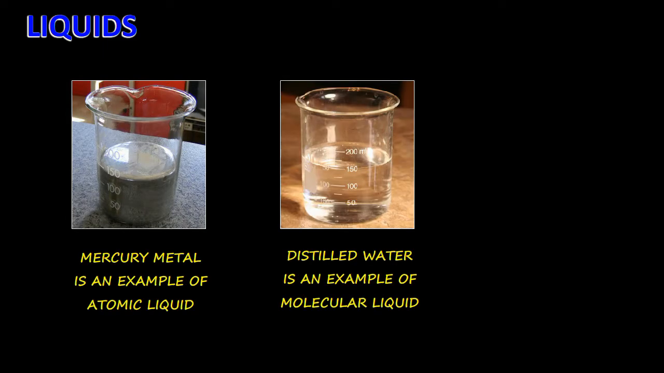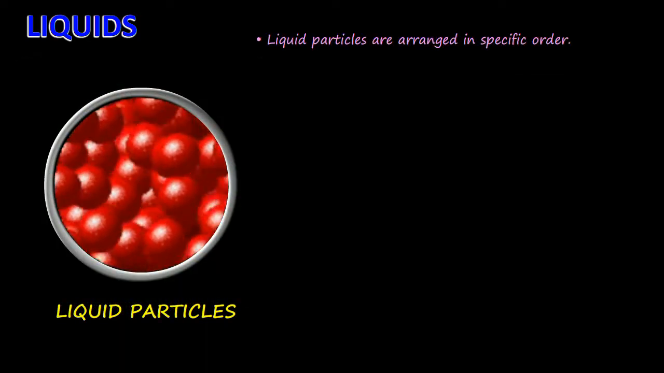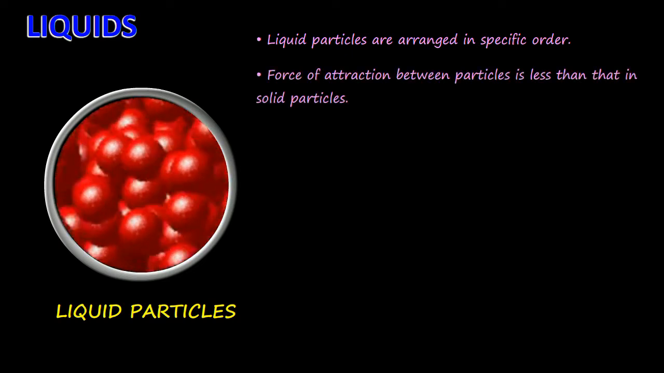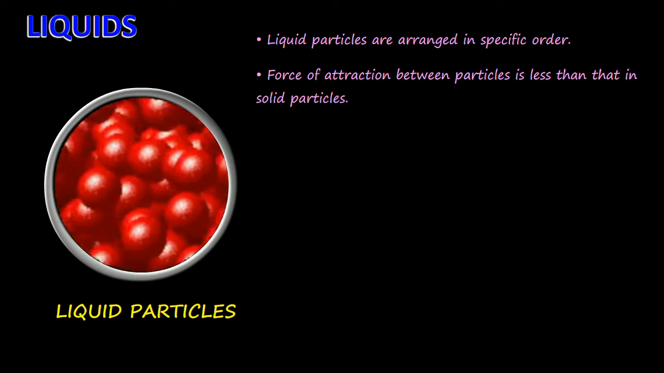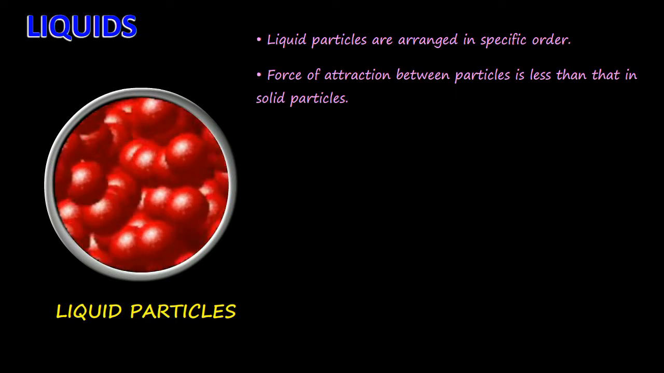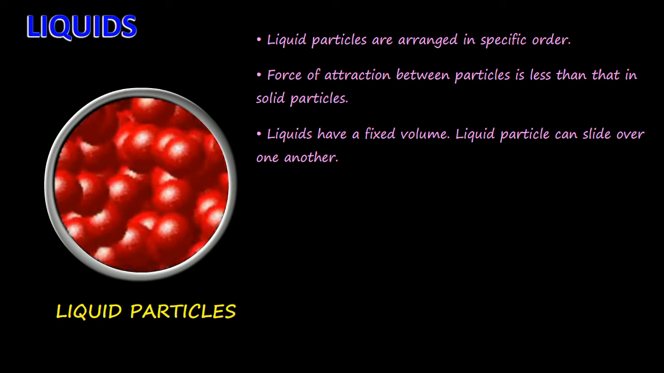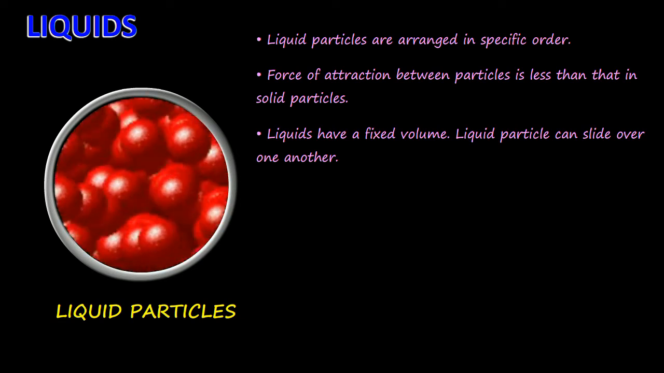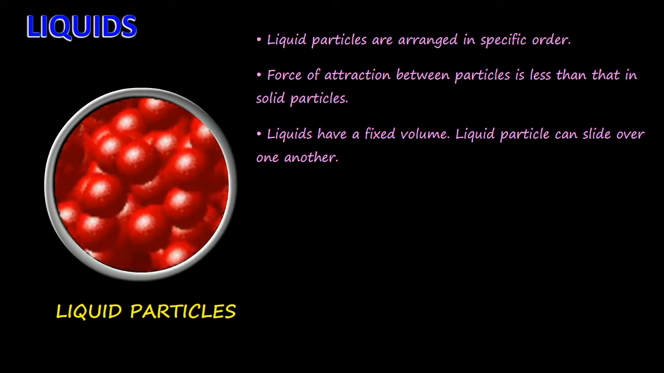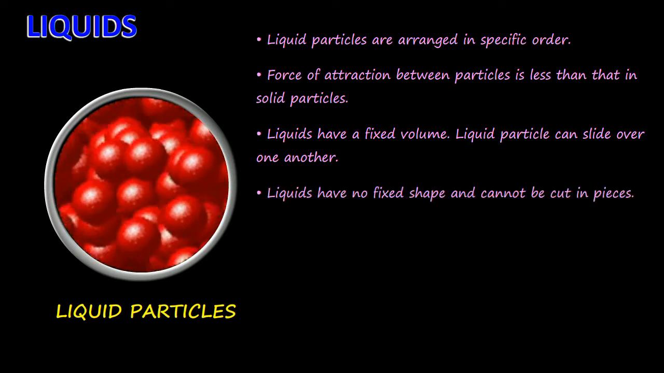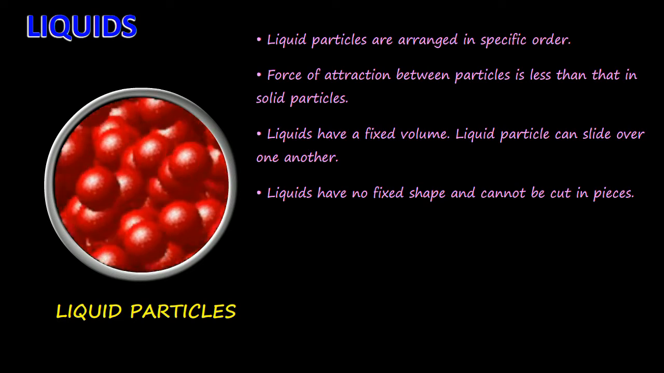In liquid matter, particles may be atoms, molecules, or ions, but the particles are loosely packed and more mobile than in solids. But they are still arranged in a specific order and has a force of attraction between them, although not as much as solids. That means the particles do not go too far away from each other, so liquids have fixed volume. But liquid particles can slide over one another and change position with respect to the neighboring liquid particles. The reason why liquids have no fixed shape and cannot be cut to pieces.